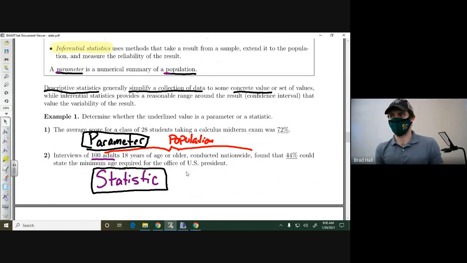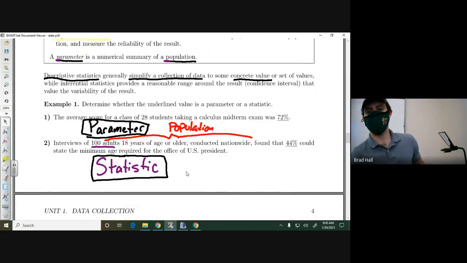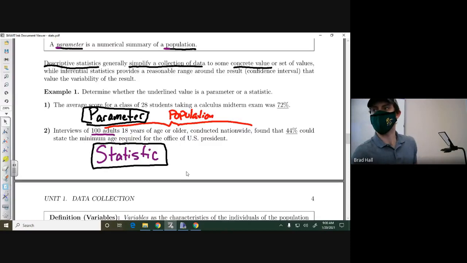So those are pretty popular statistics questions. Is this a parameter or a statistic? That's kind of the thought process that I would recommend. Does anyone have any questions before I move on?